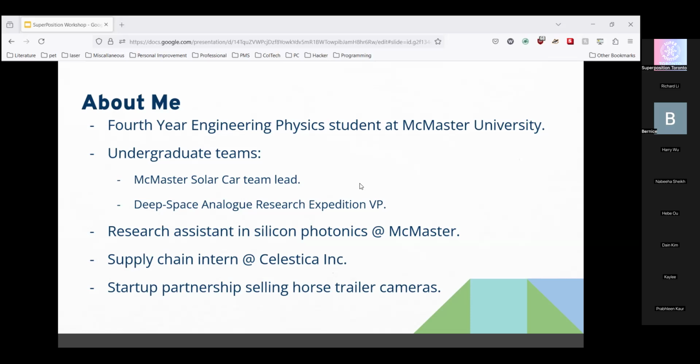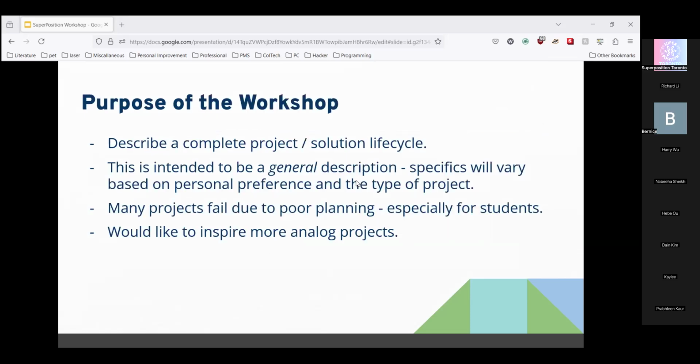Professionally, I've worked as a research assistant in a silicon photonics lab at McMaster, as well as working at Celestica this past year as a supply chain intern. And I have a small startup I'm running with a friend about selling horse trailer cameras. So overall, I have a good bit of variety of experience, some industry, research and startups. So I'd like to hope I have a decent grasp of how project life cycles work in multiple situations.